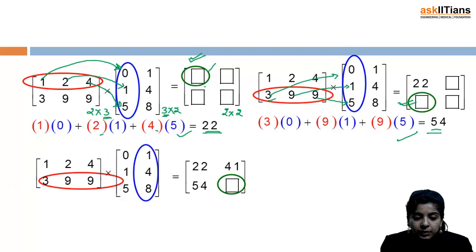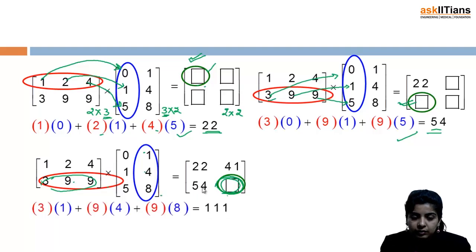Similarly, now we'll multiply this second row with the second column, which will give us this element, right? So this gives us 3 into 1 plus 9 into 4 plus 9 into 8, and this gives us 111. So by now I suppose you would have understood how we multiply the two matrices. You just need to multiply the corresponding elements, taking the first row with the first column, then the first row with the second column, second row with the first column, and so on.